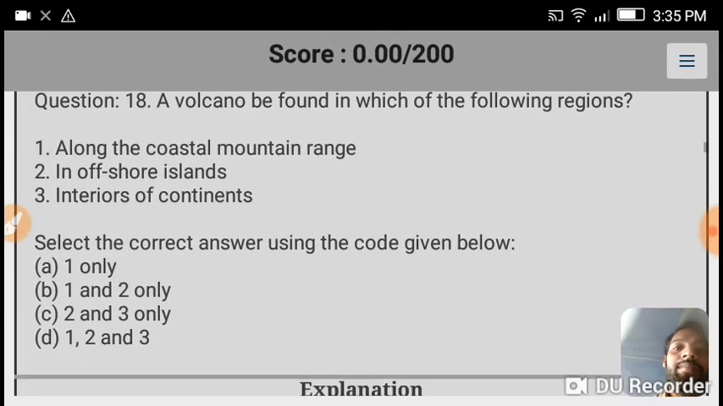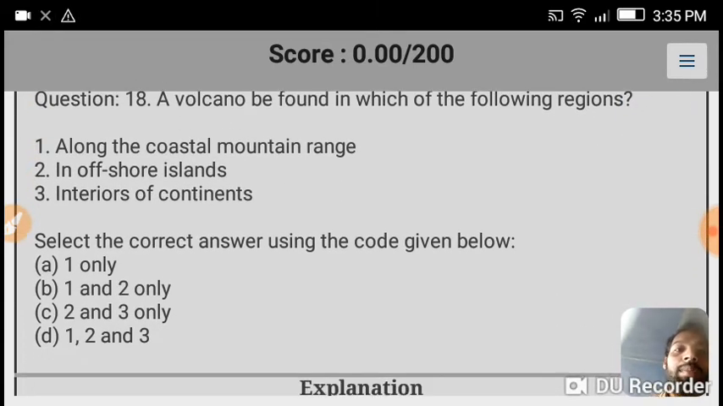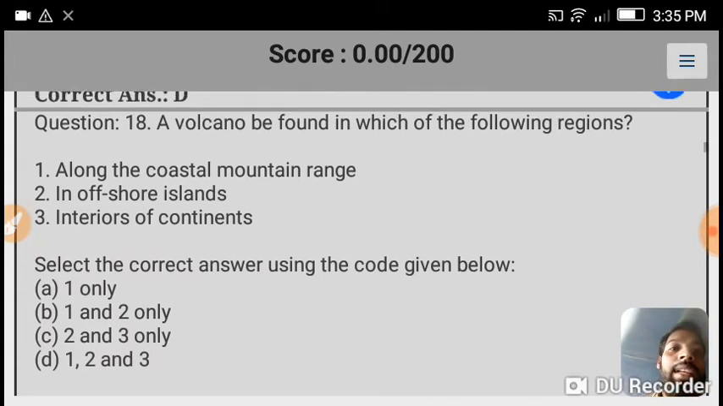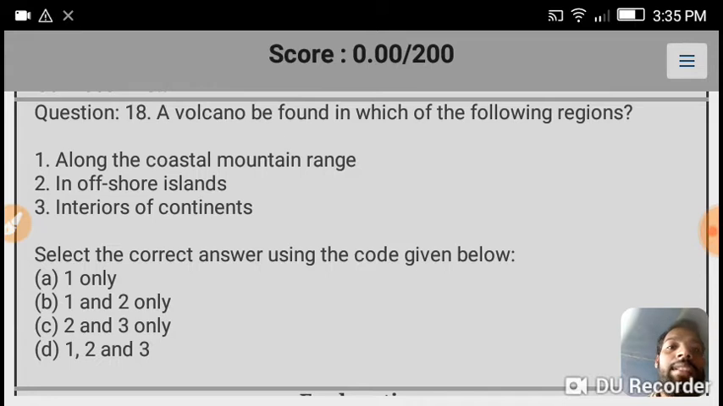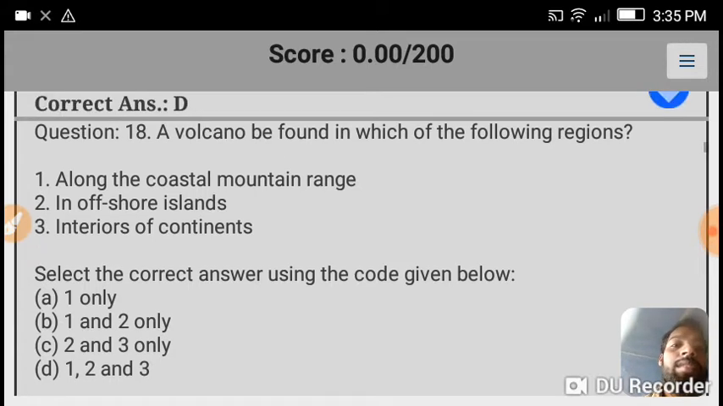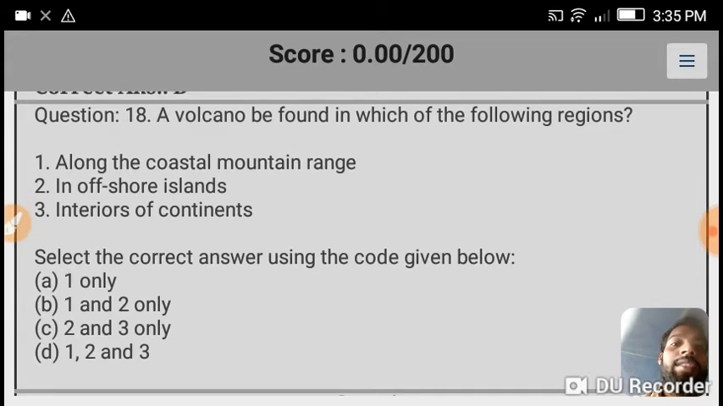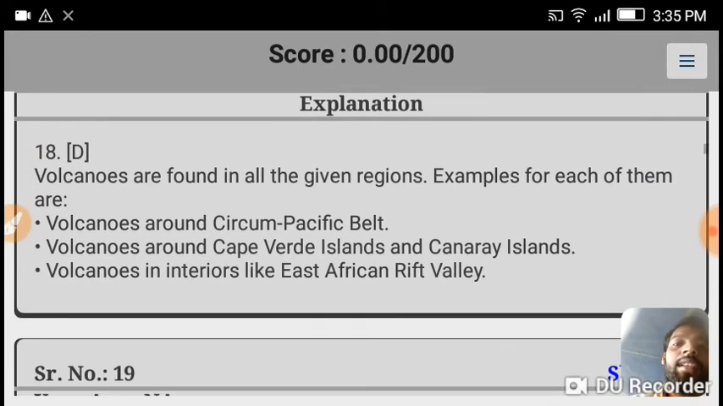Next, a volcano is to be found in which of the following regions? A volcano is found along the coastal mountain range, in offshore islands, and in the interior of the continents. So we can see volcanoes can be formed in all the areas: offshore islands, interior of the continents, and coastal mountain range. So volcanoes form in all the given regions.